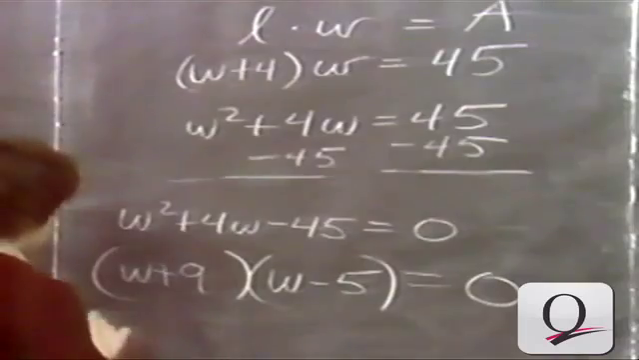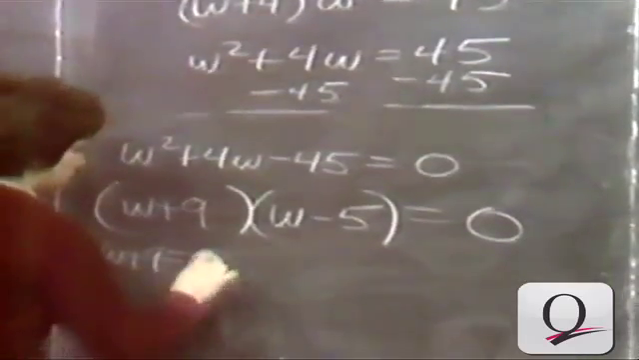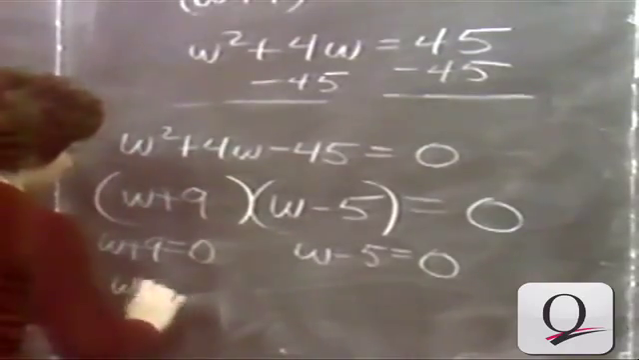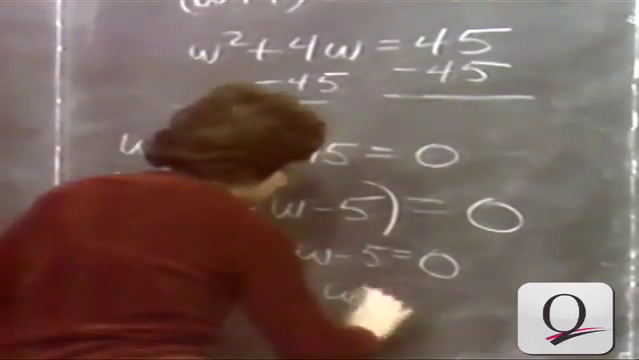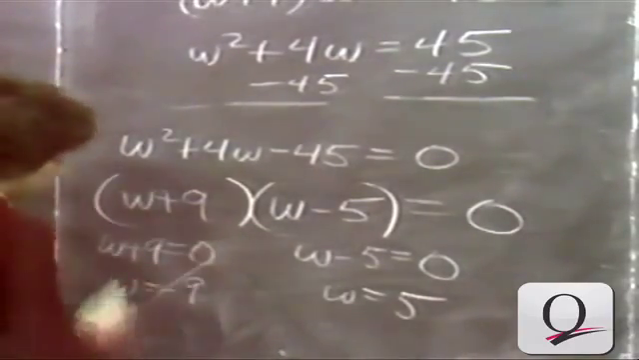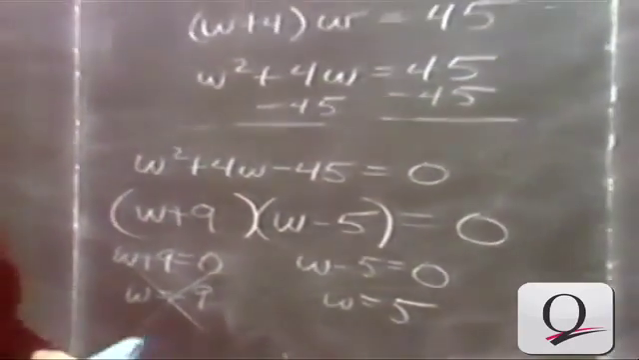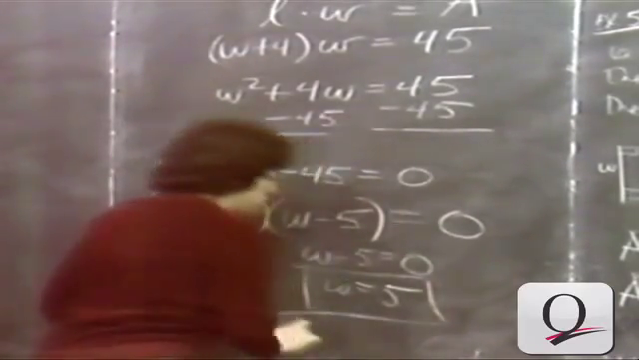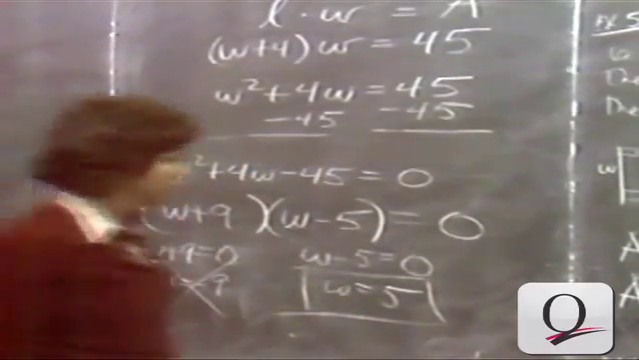The product of two numbers is equal to 0, so either the first of the numbers is equal to 0 or the second. This gives you w equals minus 9. This gives you w equals 5. For the reasons mentioned in the last problem, we will reject w equals minus 9. We cannot have a negative width for a rectangle. The only answer, therefore, is w equals 5 units.